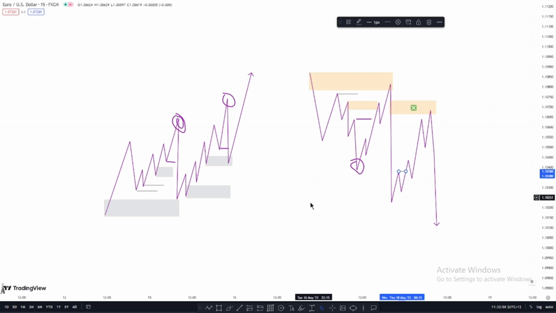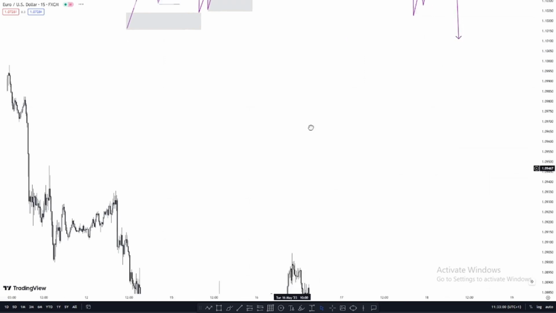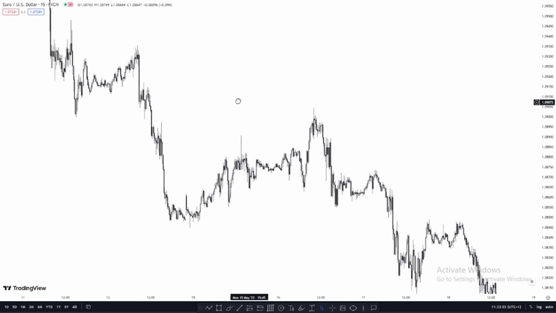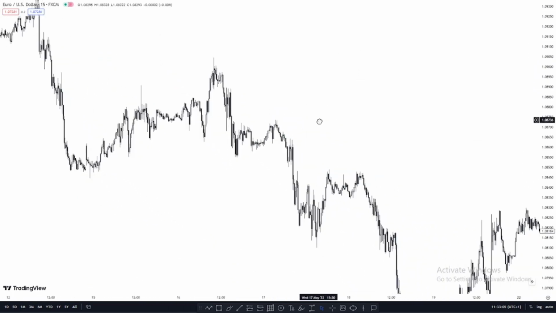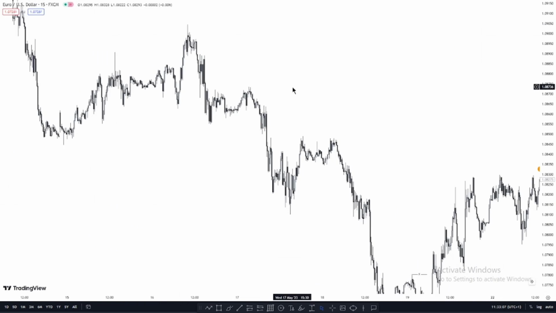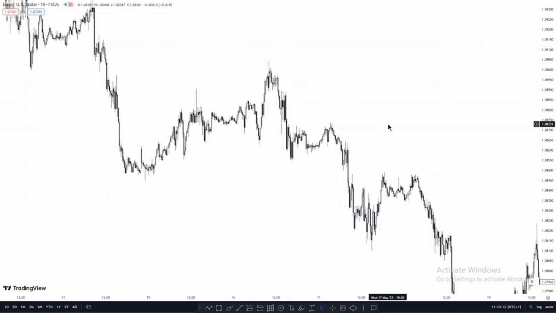Now let me quickly show you some examples on the chart. Maybe one or two examples and we call it a day. All right. As you can see, we are completely bearish. The market is completely bearish. Now, let's look at some structures here.